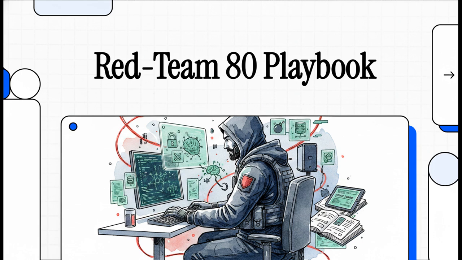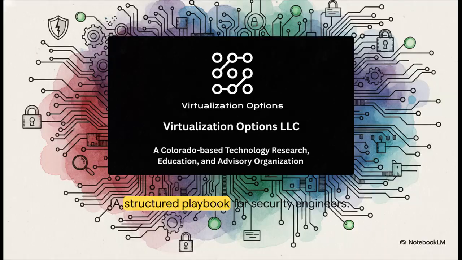Because we aren't just guessing today, we are learning how to systematically break these systems to actually make them stronger. Okay, let's dive right in. I want to anchor us right out of the gate with our official playbook, the Red Team 80. This is a highly structured adversary playbook. We're talking about 80 ready-to-run prompts that cover the entire OWASP LLM top 10 attack classes.